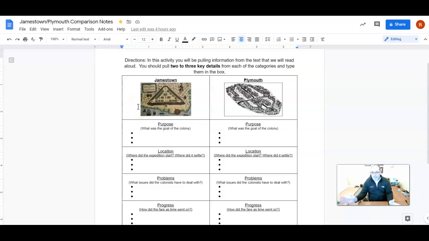All right, ladies and gentlemen, boys and girls of all ages, ready for some social studies. In our reading activity today, we're going to be doing some reading on both the Jamestown and the Plymouth colonies.